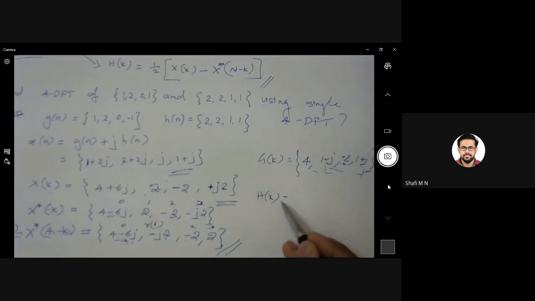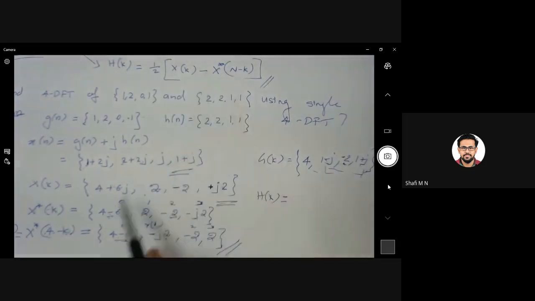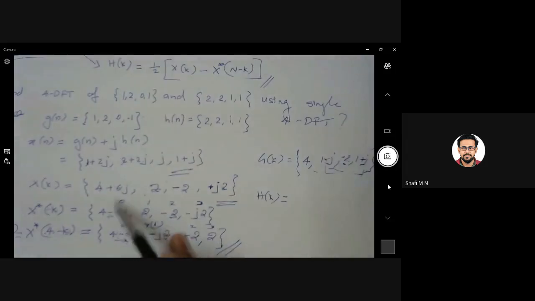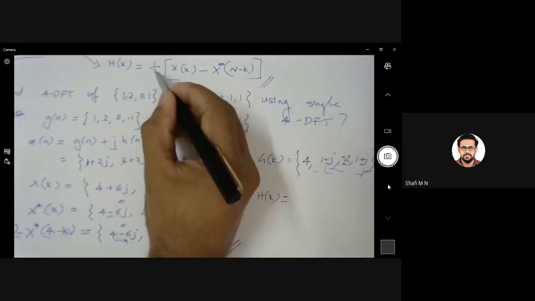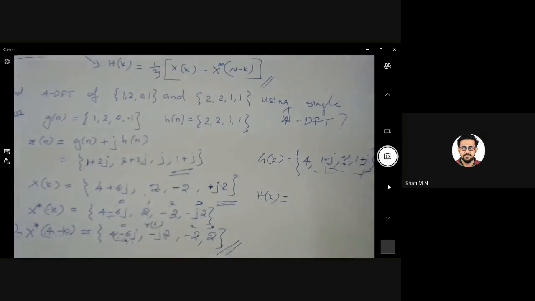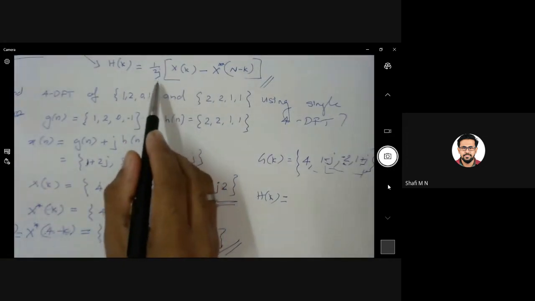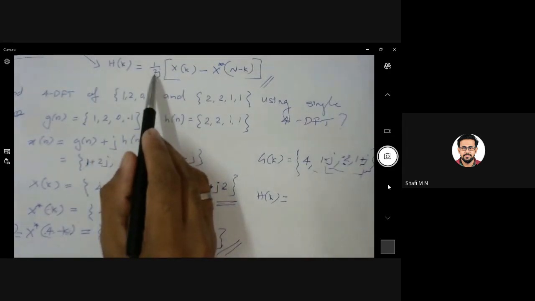Now let's find h of k. What was the equation for h of k? X of k minus x conjugate of n minus k. So this is x of k and this is x conjugate of n minus k. Take the difference divided by 2. So just take the difference of these two sequences. 4 minus 4 will become 0. 6j minus, there is one mistake. Here you have a j term also. Please write down the theory part and correct it. Really sorry. For h of k, the equation is 1 by 2j.